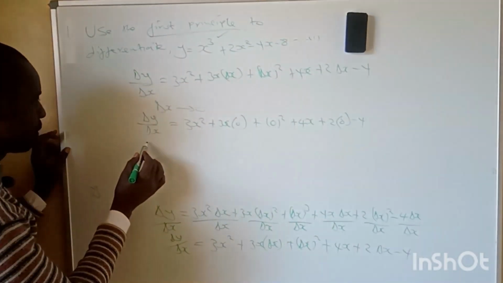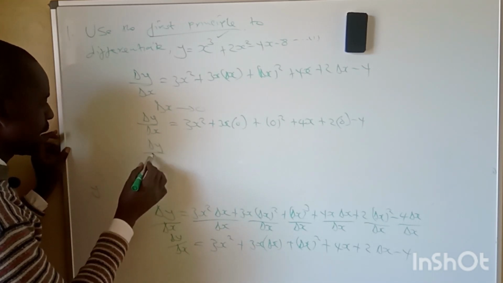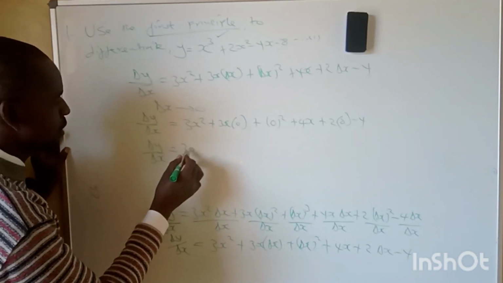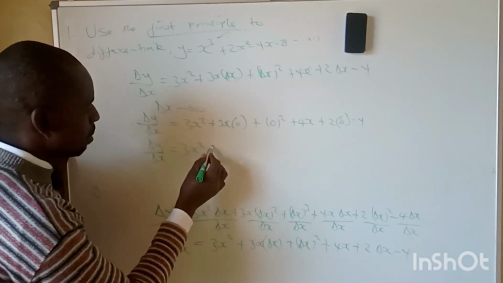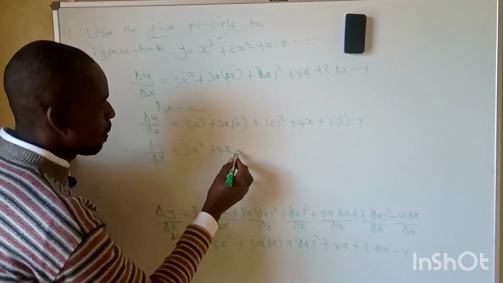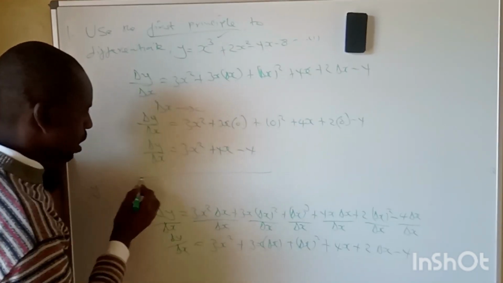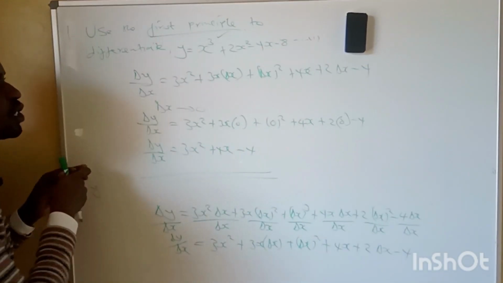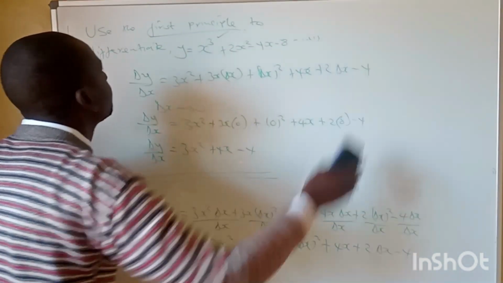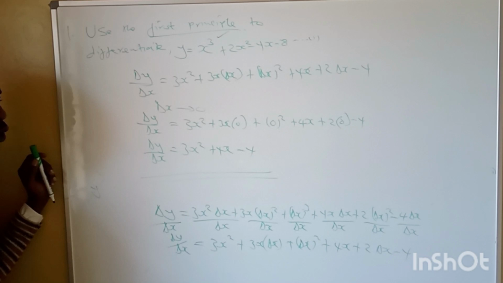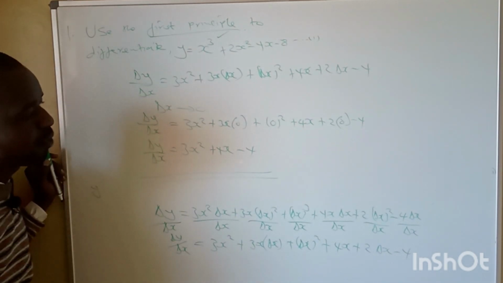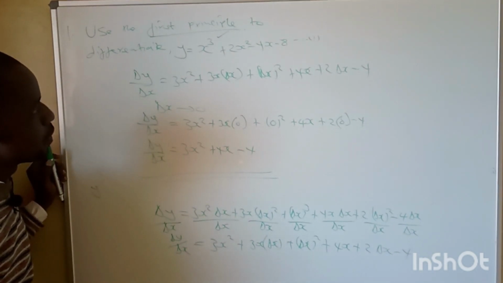So what do we have? Dy over dx will be 3x squared plus 4x minus 4, and that we have differentiated from the first principle. So the dy over dx is 3x squared plus 4x minus 4.